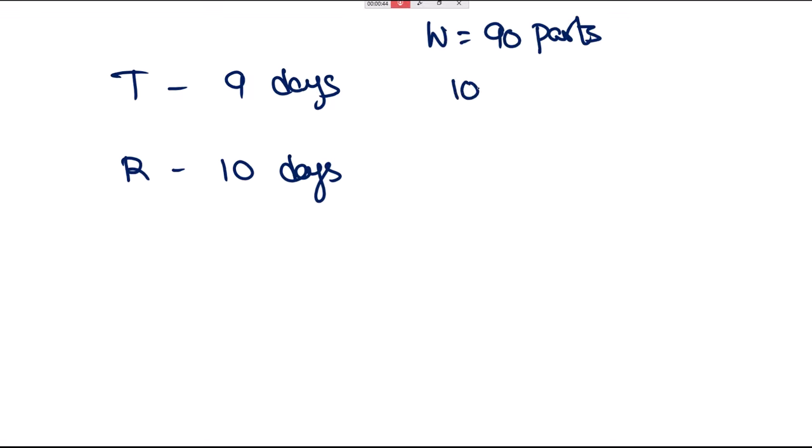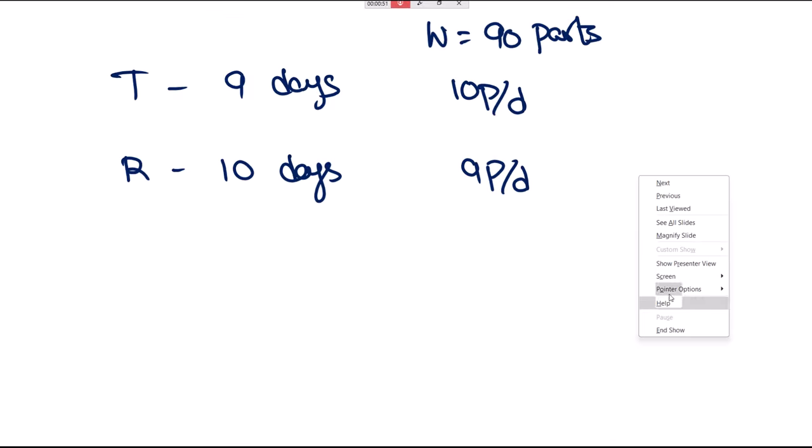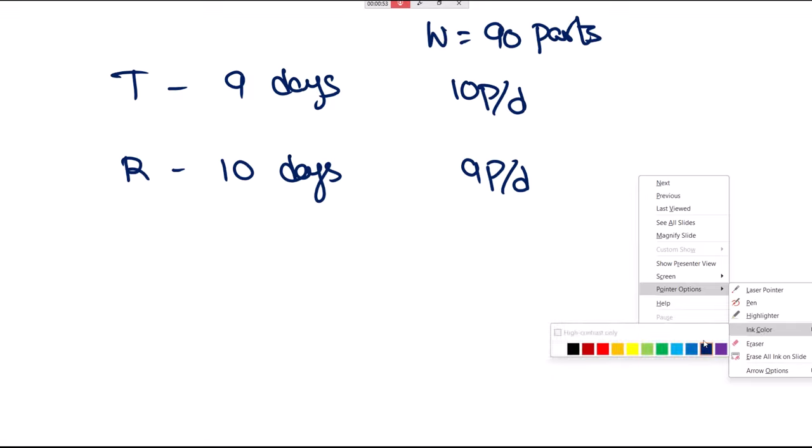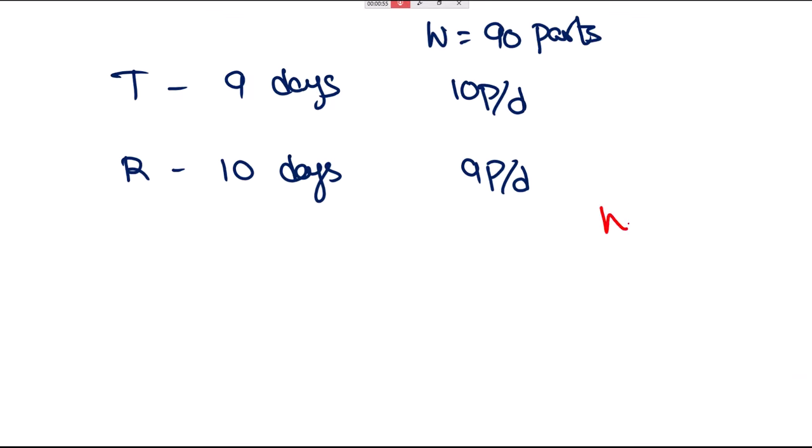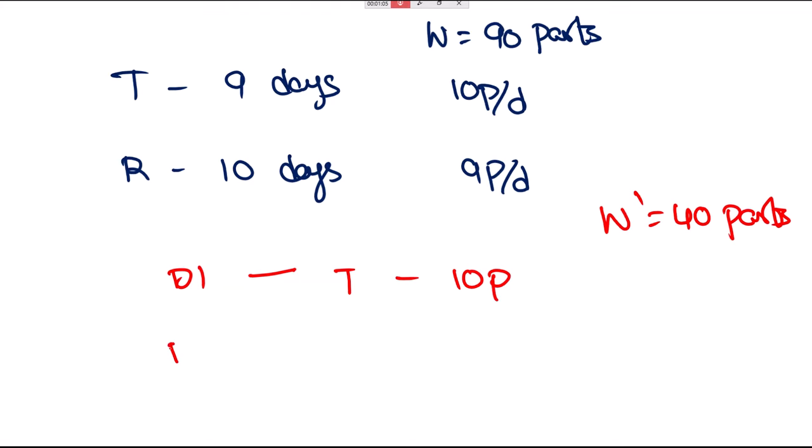So this is 10 parts per day. Here 9 parts per day. Now your target is not to complete 90. Your target is only to complete new work, given as only 40 parts. So day 1, who is available? Day 1 Thakul completes 10 parts. Day 2, Rowdy will complete 9 parts.